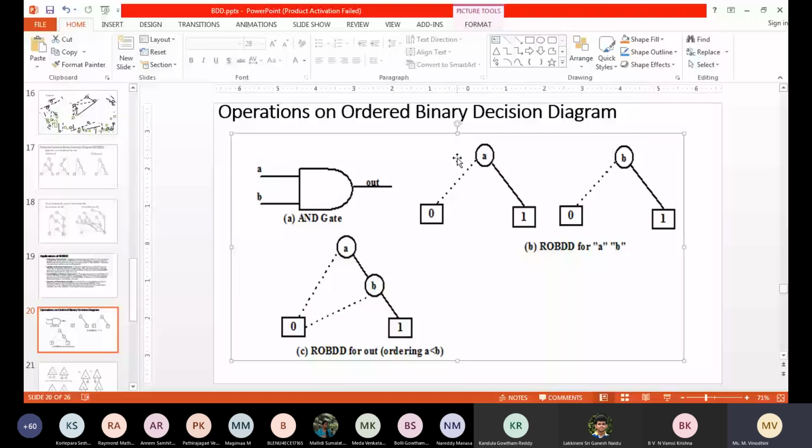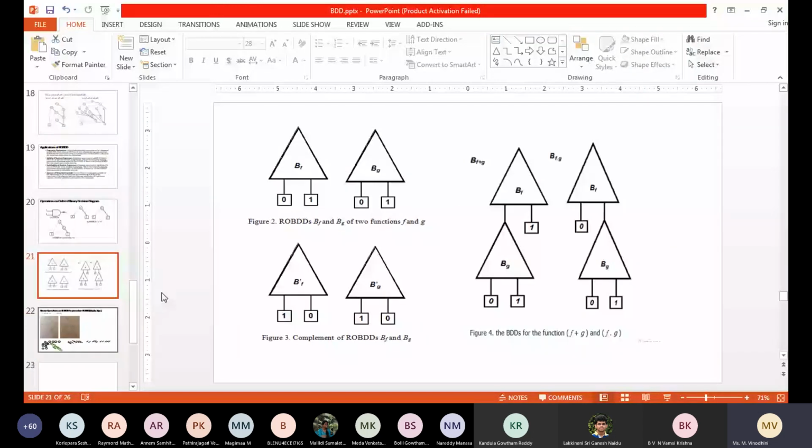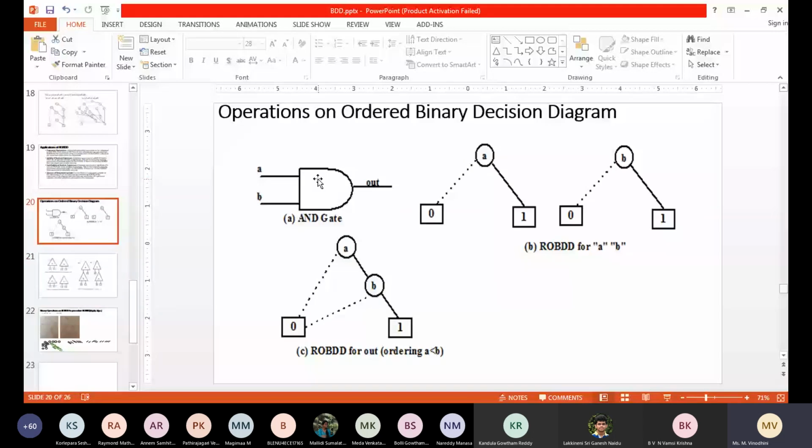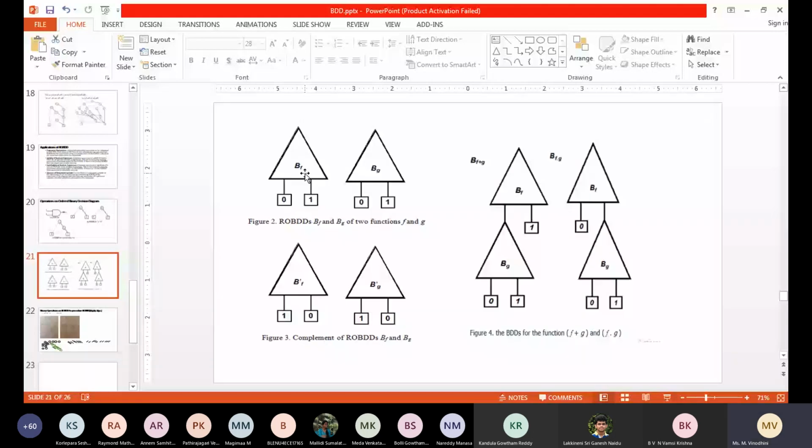Okay. Now, we want to discuss what operations we can have, like the AND operation, OR operation, or complement operation, and how we can go ahead with the ordered binary decision diagram. Now, consider BF is the binary decision diagram for the function F. Again, I'll repeat: BF is the binary decision diagram for the function F. BG is the binary decision diagram for the function G. Inside this triangle, assume there are a root node and intermediate nodes. We are just representing it by this triangle.